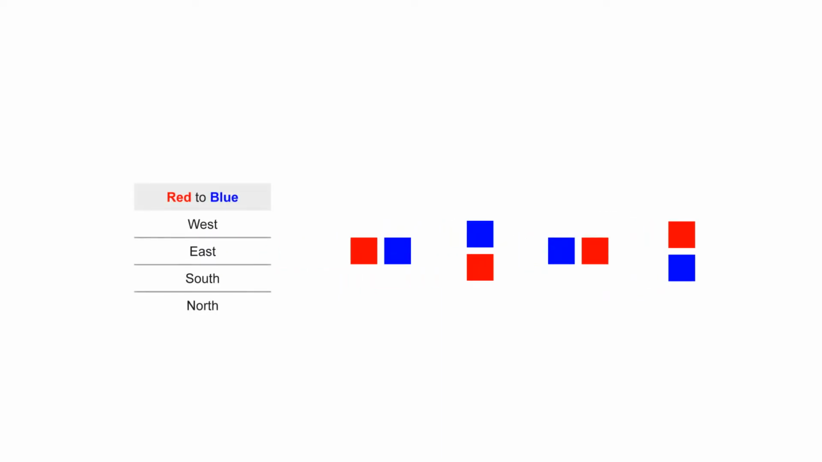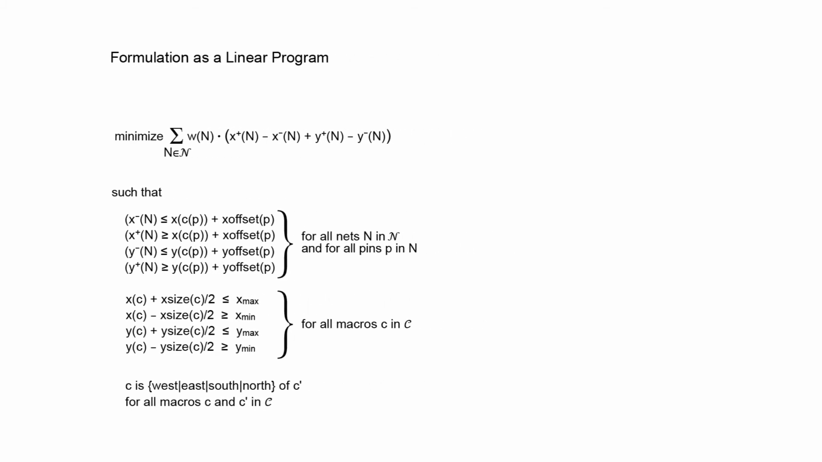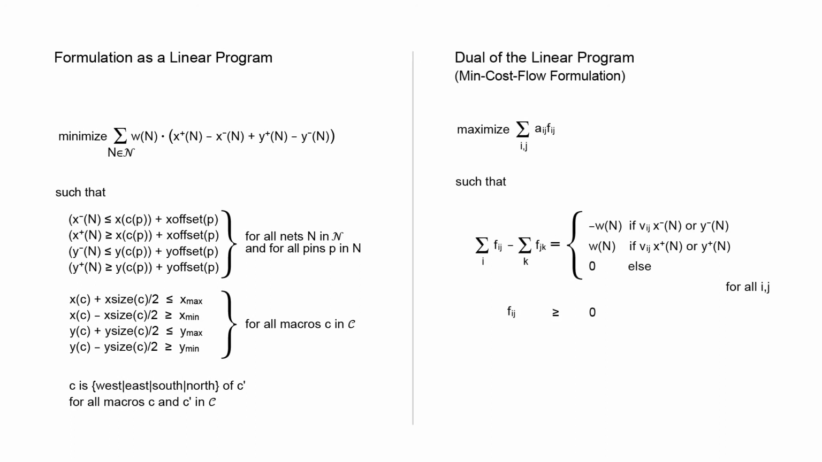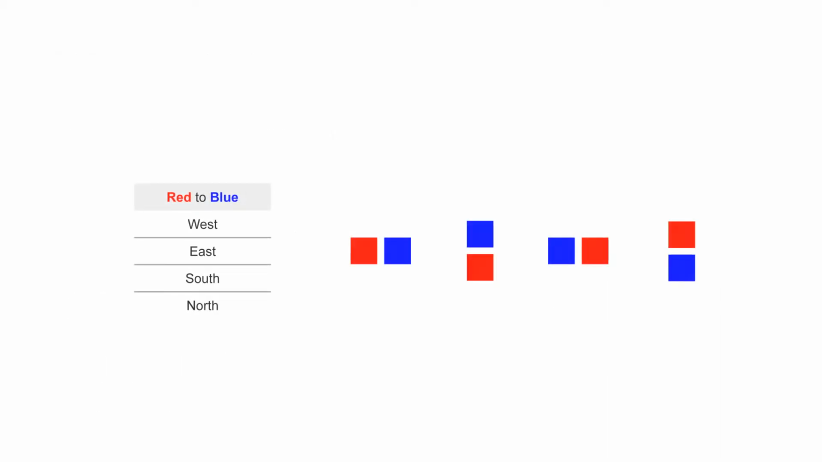If, for every pair of macros, one knows their relative position, then one can formulate the macro placement problem as a linear program. The dual of this problem is a so-called min-cost flow problem, which can be solved very quickly. So it remains to determine the relative position for every pair of macros.